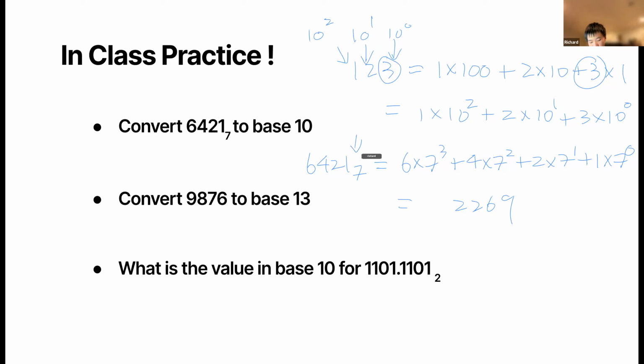So same thing, in base 7, this is the ones digit. This is the sevens digit. This is the 49s digit, or just 7 to the power of 2. And this one is 7 to the power of 3. So that is where I got these exponents from.